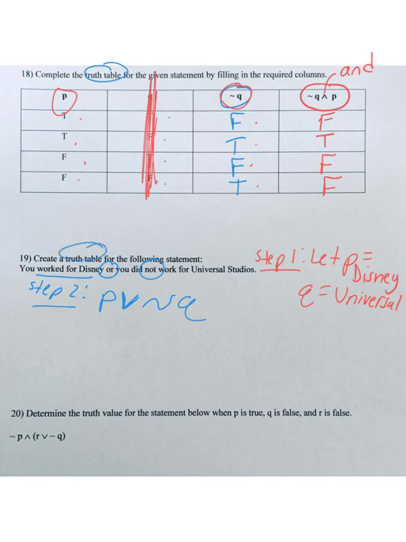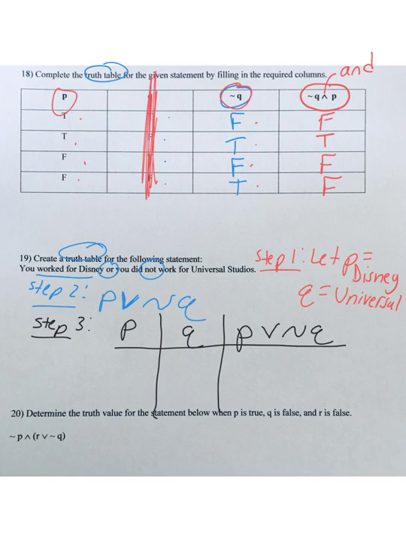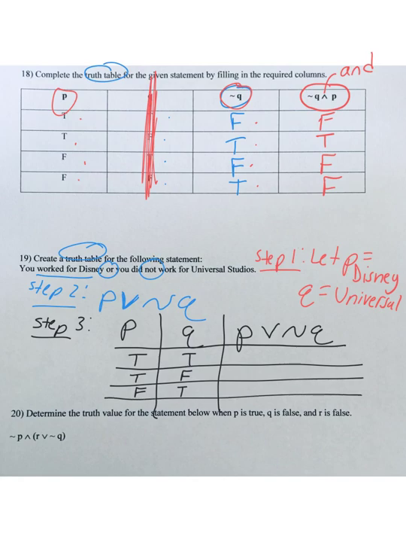Let's see if I have enough room to squeeze in this whole truth table with my big old handwriting. There are two different letters. Each letter needs its own columns. There's a P column, a Q column, and then the P or not Q. Let's go ahead and fill in the 4 scenarios. So it could be true, true. It could be true, false. It could be false, true. Or it could be false, false. Just barely enough room to squeeze it in.